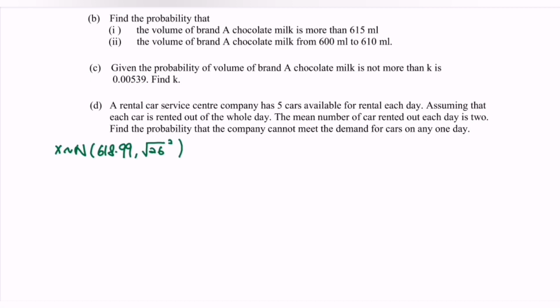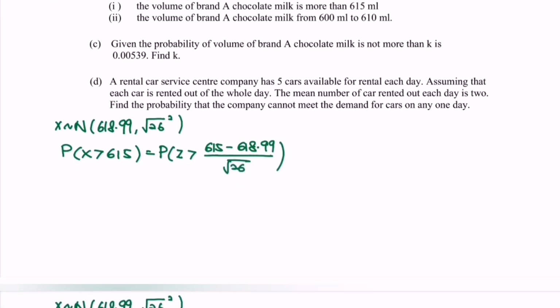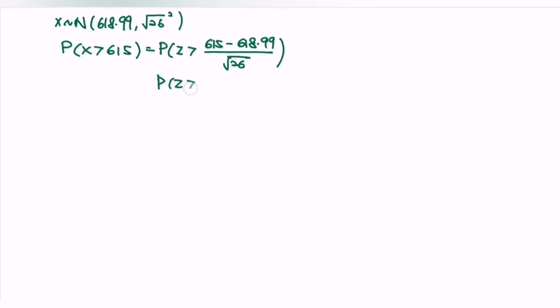So kindly refer to B. We have X is normally distributed, 618.99 is the mu, and we have the variance 26. B1: the volume of brand A chocolate milk is more than 615. Next, we have to standardize the situation. So the probability that Z is greater than 615 minus 618.99 over square root of 26. Continue, the probability that Z is greater than negative 0.78.